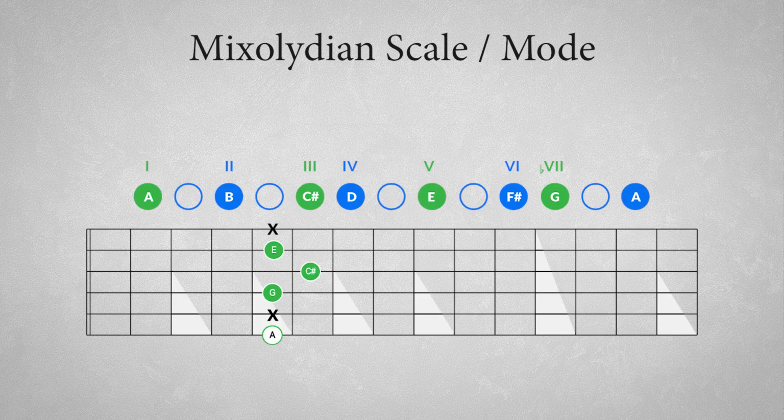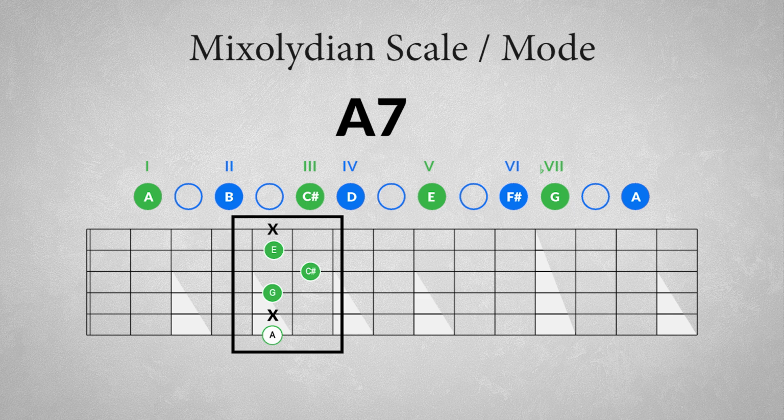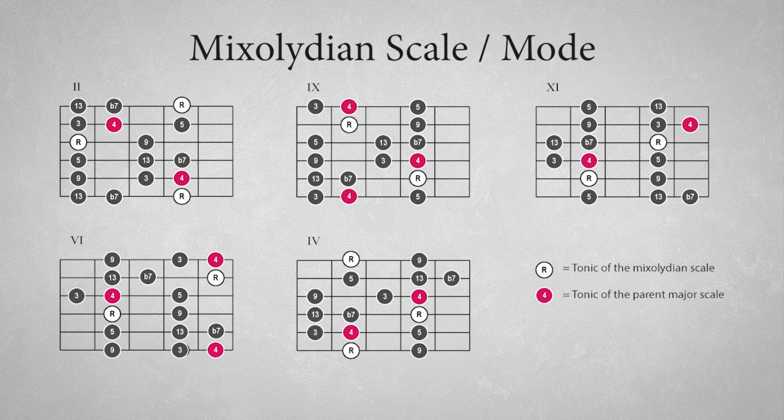Now the tonic of a Mixolydian scale is a dominant 7 chord. How convenient! Because this means that the Mixolydian scale is an ideal candidate for improvising over dominant chords. Now, no wonder that the scale is sometimes called the dominant scale instead of the Mixolydian scale. Here are the diagrams for the Mixolydian scale.